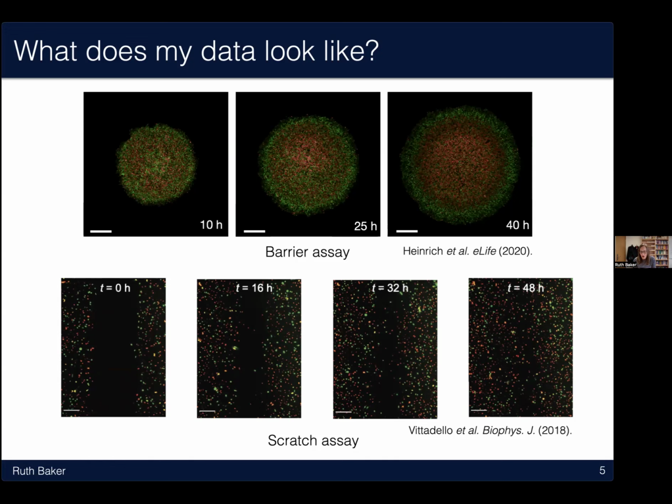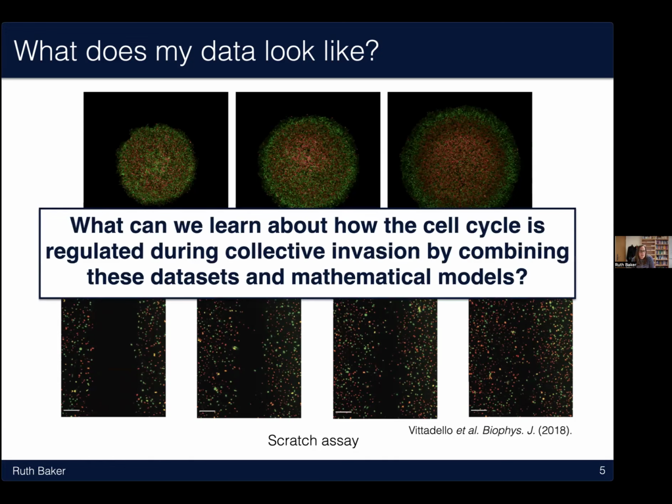And so I want to know, given data sets like this, what can we learn about regulation of the cell cycle through a combination of model and data?